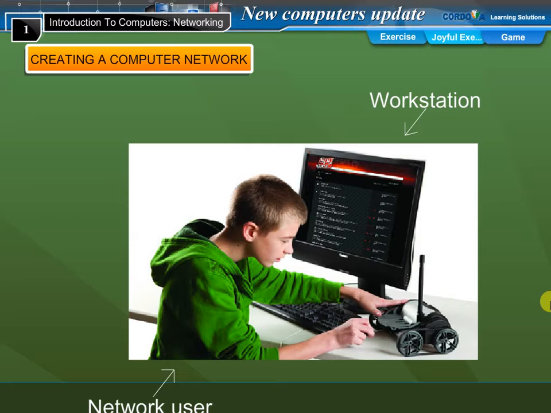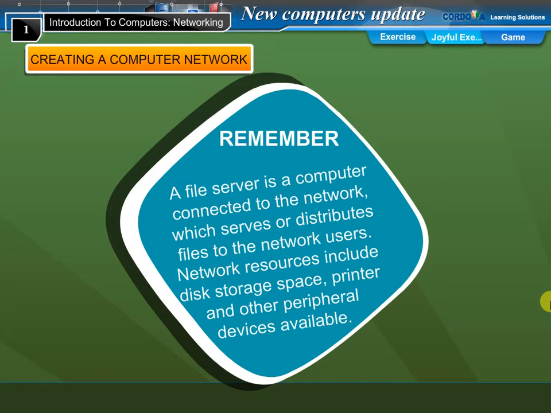Your workstation has all its usual resources, called local resources, such as a local hard drive and a local printer. Your workstation can also access files stored on a file server and make use of other network resources. Remember, a file server is a computer connected to the network, which serves or distributes files to the network users. Network resources include disk storage space, printers, and other available peripheral devices.